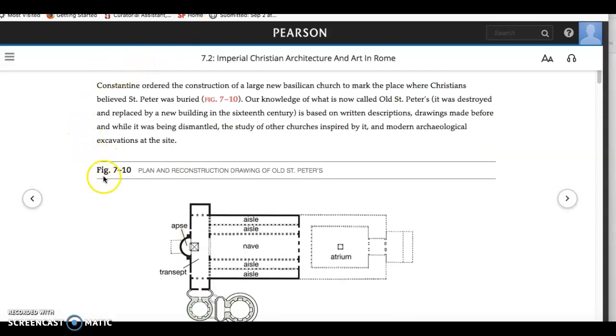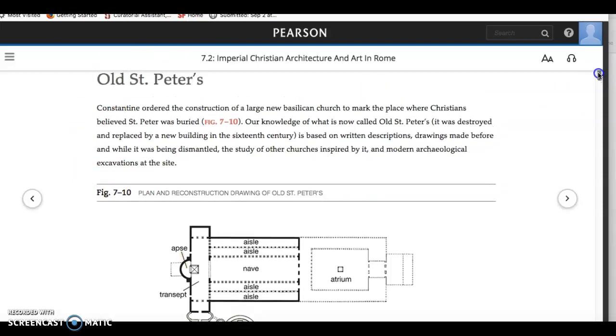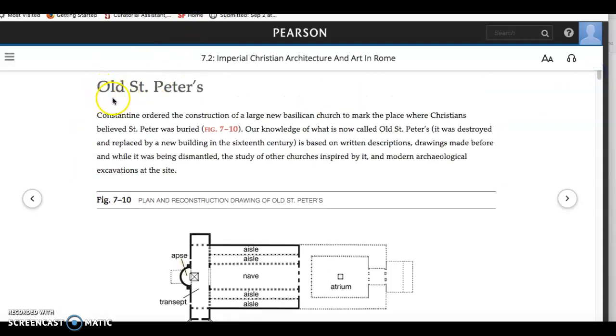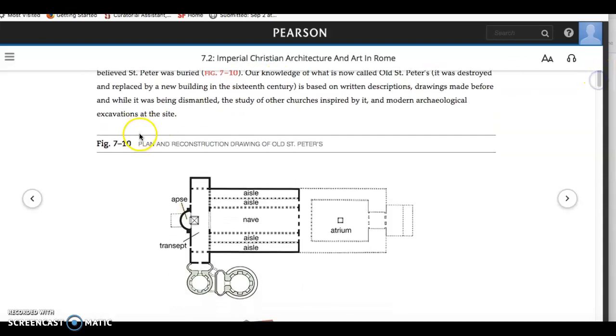Here on this page, we're looking at figure 710 to understand the building Old St. Peter's, the church building that was so significant and then was torn down, as you learned in the video. So the textbook here is giving you a plan of the building. Plan is an architectural term for an architectural drawing that shows the footprint of the building. So it's part of the standard vocabulary you want to know when you look at this kind of diagram. And it's helping you to focus on the layout of space.